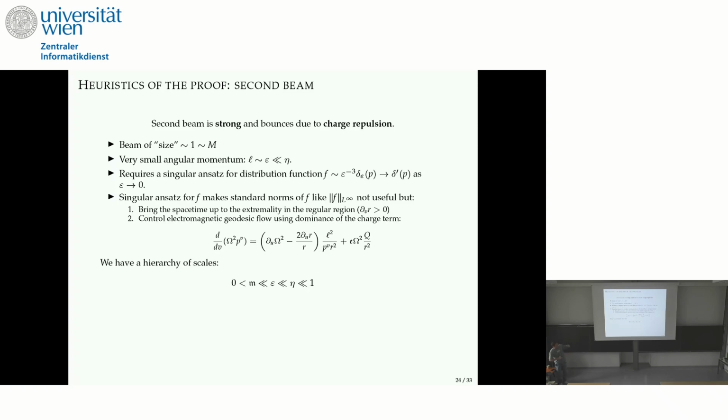So we have a certain hierarchy of scales. It's more complicated than this, but what I want to say is that the mass has to be very small, the epsilon has to be much smaller, and then eta, the weak limit, also has to be small. Okay, but now I still haven't told you how we set up the data, only the heuristic mechanism of those two beams. But before I tell you how we set up the data, I have to make a small detour, I'm afraid.